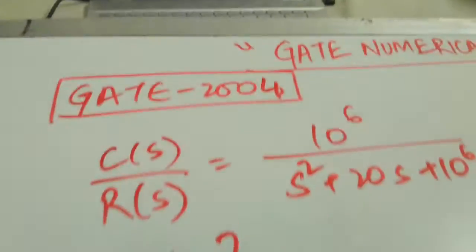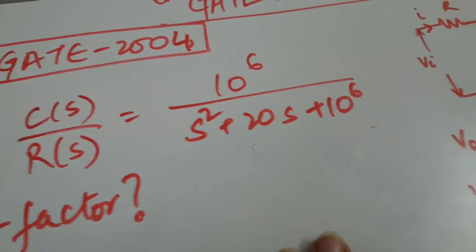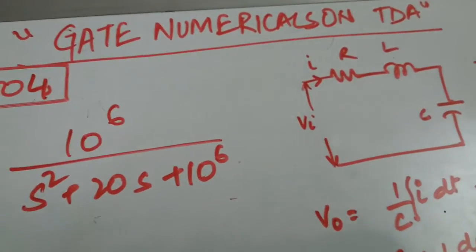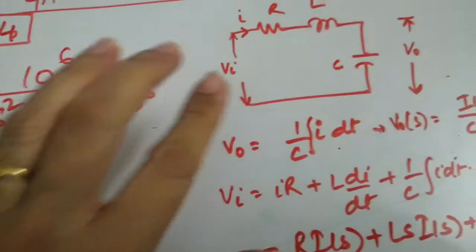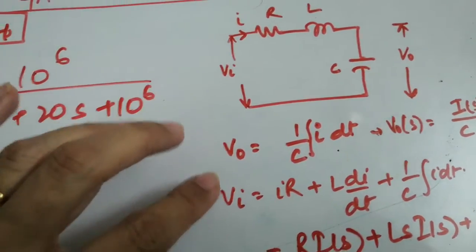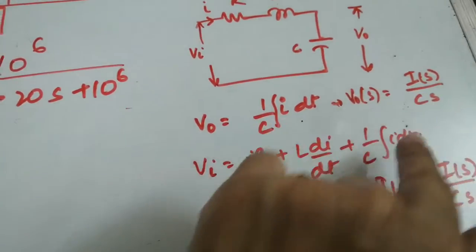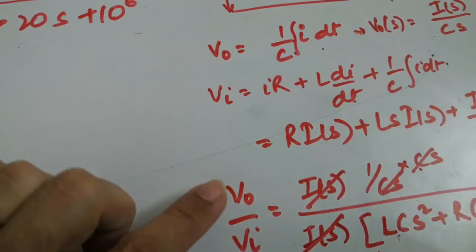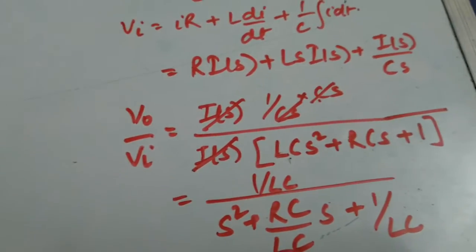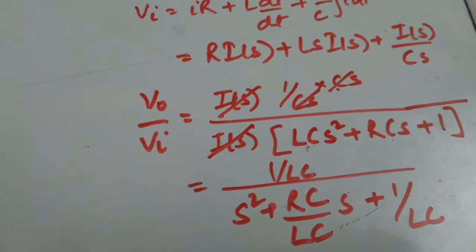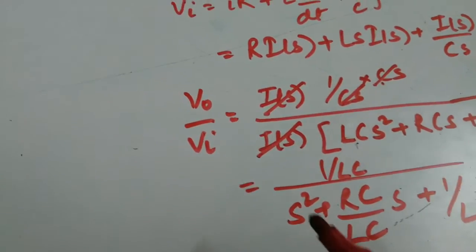Here, just check, this is a GATE 2004 numerical. I have written the same transfer function over here, and I have drawn the RLC circuit as well. Whenever there is an RLC circuit, just take it as a series RLC circuit. I have taken the V0 as well as Vi equation, and I have taken the Laplace transform of both. Now I have divided Laplace of output by Laplace of input, and I have got the final transfer function. Again you have to compare this with the standard second order system equation.